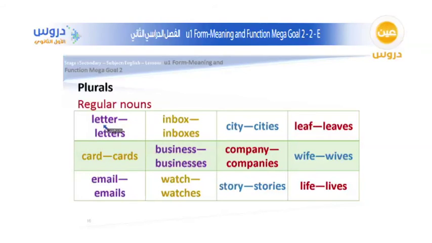For example, letter, we only add s, it becomes letters. Inbox, it ended with x, we add es, it will be inboxes. City, it ended with y, we change it to ies, and it will be cities. Leaf, it ended with f, and we change it to ves, leaves. Card, cards. Business, businesses. Company, companies. Wife, wives. Email, emails. Watch, watches. Story, stories. Life, lives.